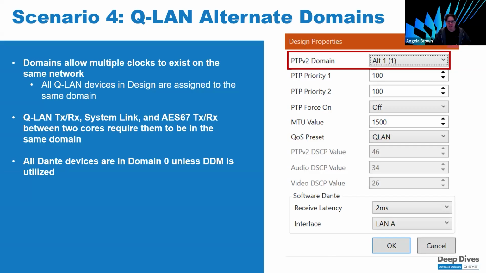Just be aware that if you do have Dante devices, you have some limitations, and there are ways around it, but knowing what your parameters are is pretty important. So if we go into core 1, we're going to leave you at domain 0. Core 2, we're going to put you to domain 1. All of a sudden, they're going to ignore each other. The devices that are talking to core 1 are going to clock to core 1. Core 1 will be the clock leader for that network, and core 2 will talk to its own devices and be the clock leader for its network.